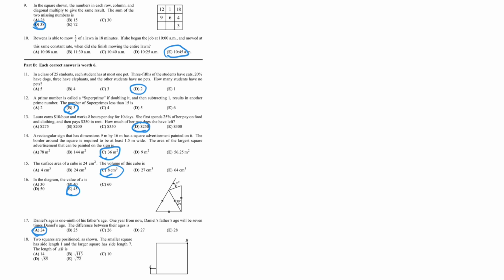Number 18. Two squares are positioned as shown. The smaller square has side length 1, and the larger square has side length 7. The length of AB is? Now from A we draw a perpendicular line, extend the line to this side, and we can label this C. They ask for AB.